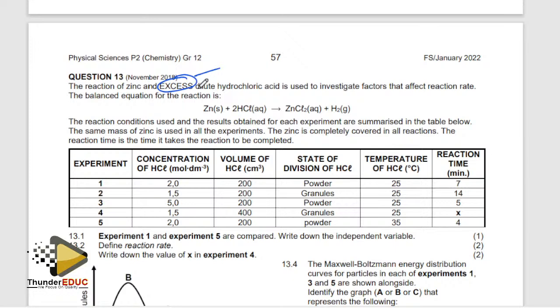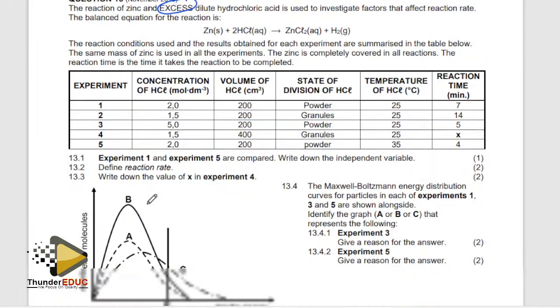So now, here is a question. They are saying that hydrochloric acid is used in investigating the factors affecting the rate of reaction. Balanced equation: zinc plus hydrochloric acid gives zinc chloride. The reaction conditions used in four experiments are summarized in the table below. The same mass of zinc is used, it is completely covered, and then they are saying the reaction time takes place. Now they're saying question number 1.